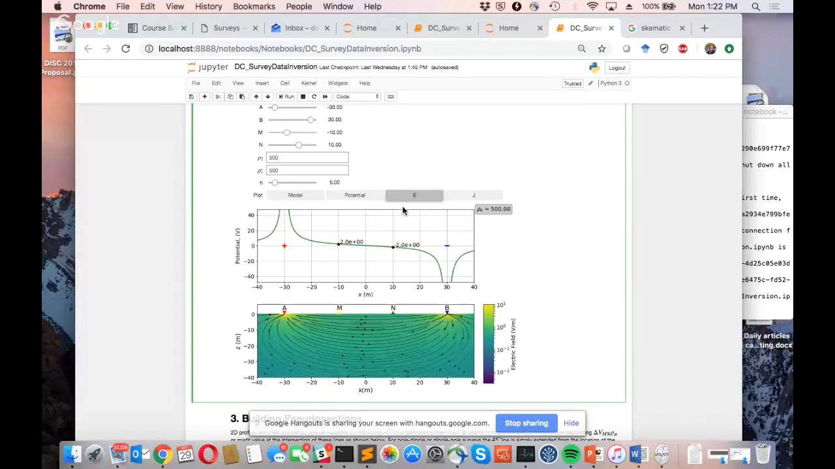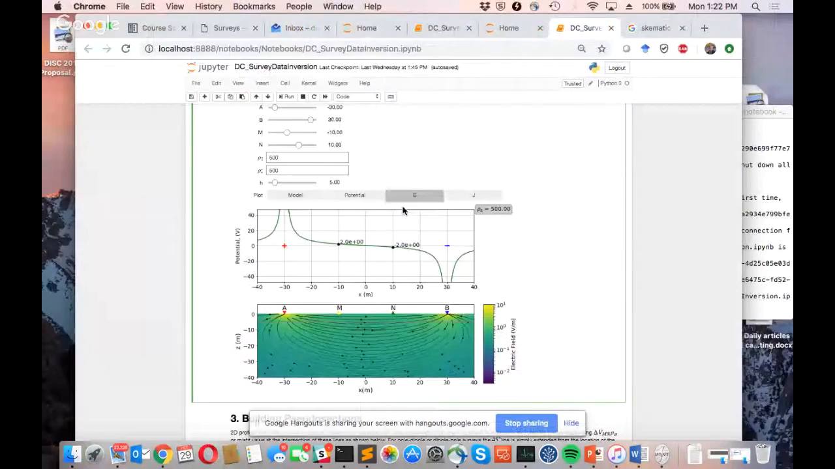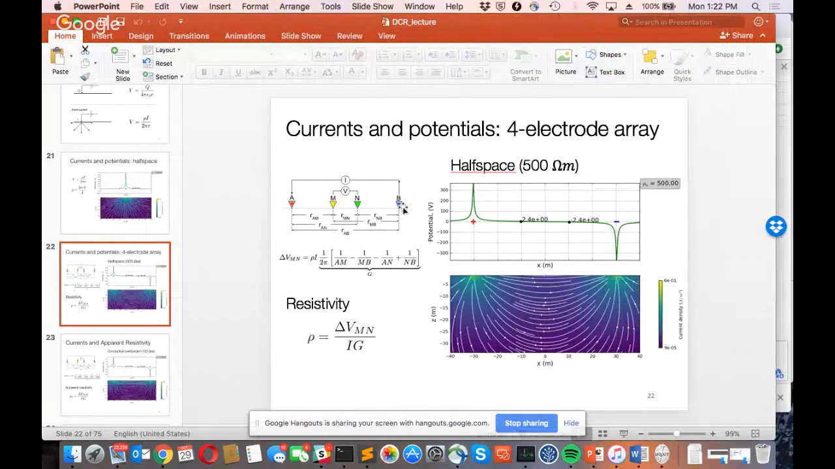So the resistivity is obtained by, well, we take these numbers here, subtract them, that gives us a delta V, and now we put that into this formula, and then we get the resistivity. In this case, because the Earth is uniform, we actually get out the resistivity. Thanks, Josh. Okay, so is that starting to make some sense?